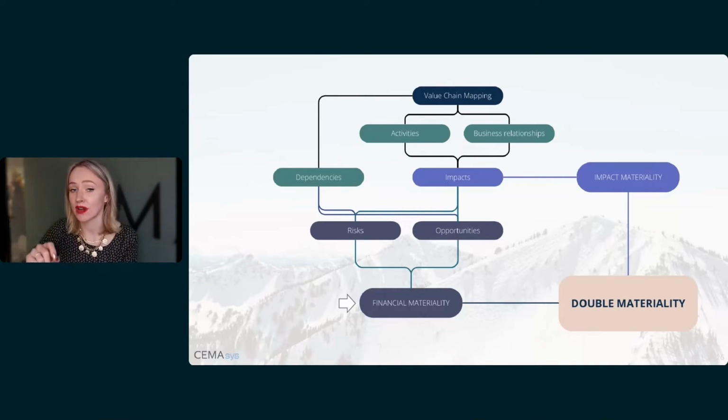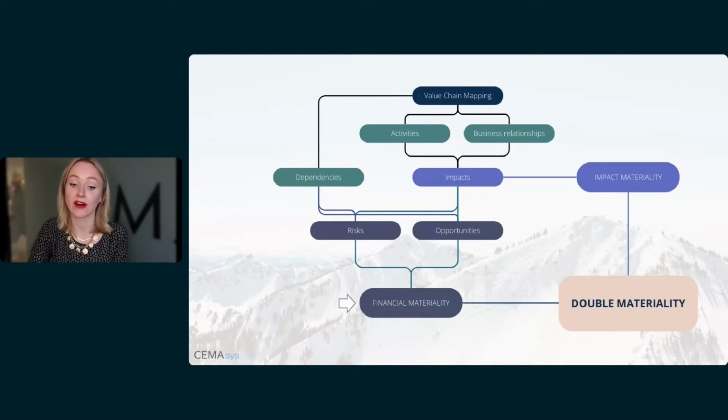The reason why we do impact materiality first is because risks and opportunities can stem from an impact. So let's say, for example, that you have a potential negative impact on workers' rights in your production country. And then the workers retaliate. That could be a risk, for example. So that could be an impact that translates into a risk over time. That's why we do the impact materiality first. So here we've got the dependencies, the impacts. We need to find risks and opportunities.